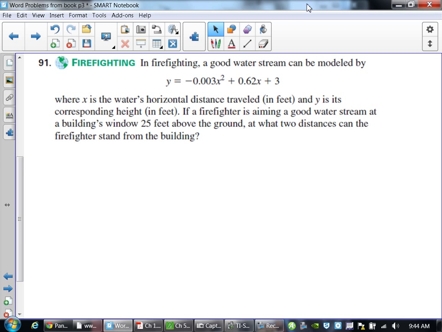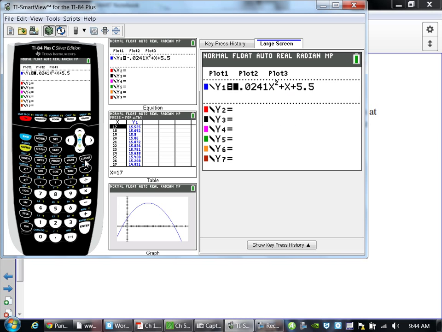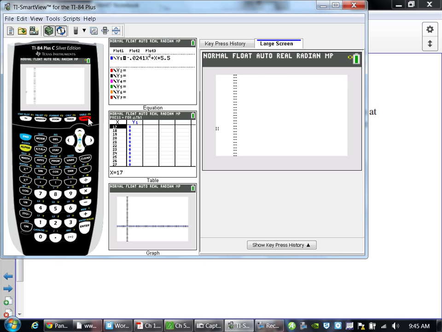Well, what he's looking at here, first of all, let's look at this curve. So let's put the curve in. The curve for this one is y equals negative 0.003x squared plus 0.62x plus 3. Oh, it found it.